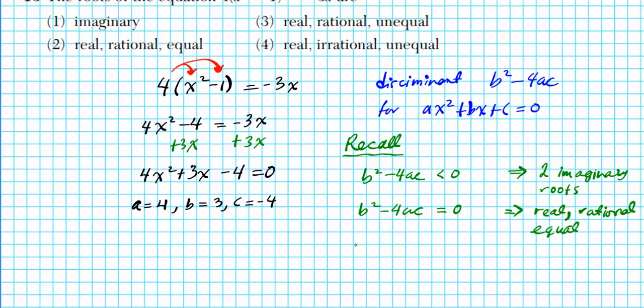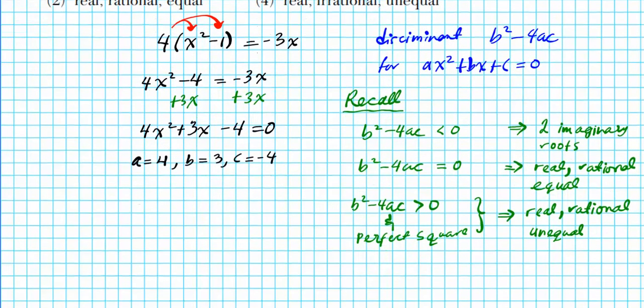Now, what if you have a discriminant b squared minus 4ac that is greater than 0 and a perfect square? If you have a discriminant that is positive and a perfect square, then you have real roots that are rational, okay, because you can take the square root of a perfect square, and unequal, okay, two distinct real roots.